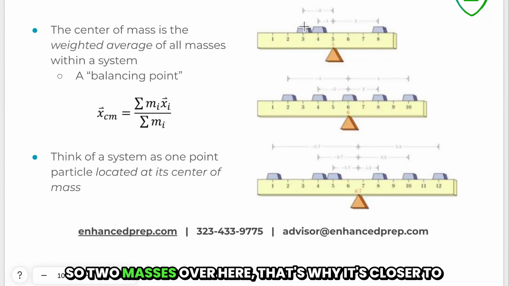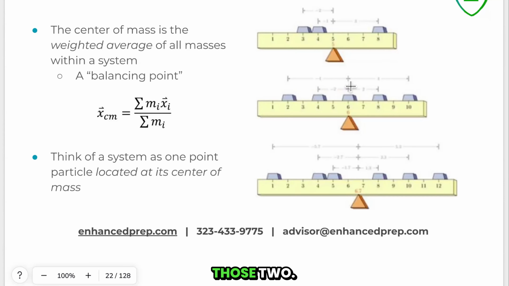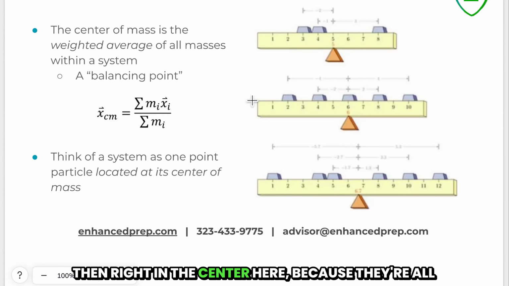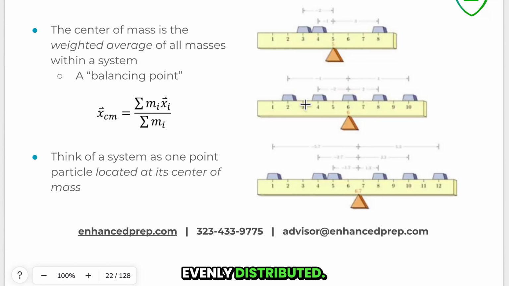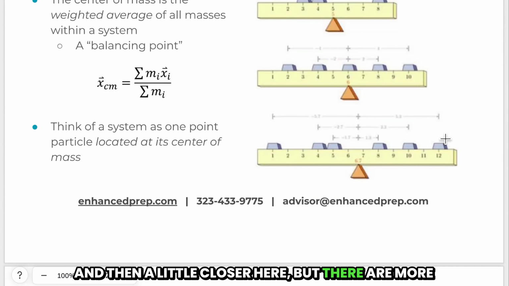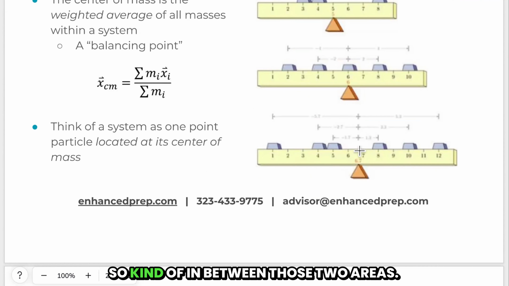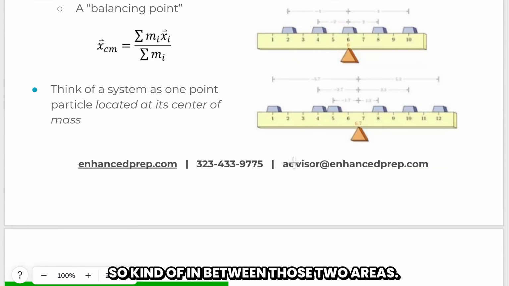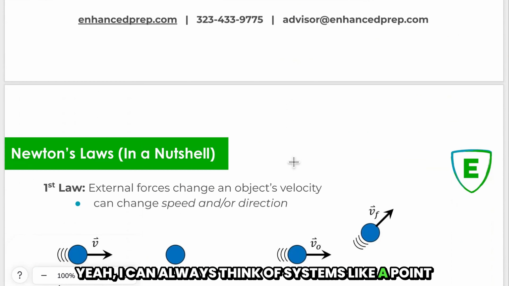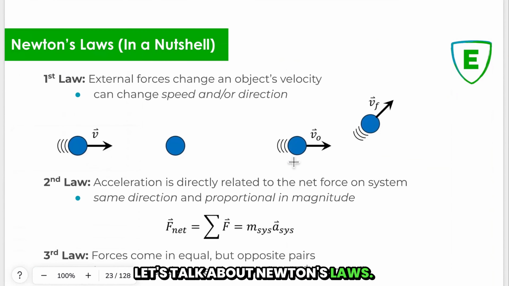Okay. So two masses over here, that's why it's closer to those two. And right in the center here, because they're all evenly distributed. And then a little closer here, but there are more mass on that side. So kind of in between those two areas. Yeah, I can always think of systems like a point there. Let's talk about Newton's laws.